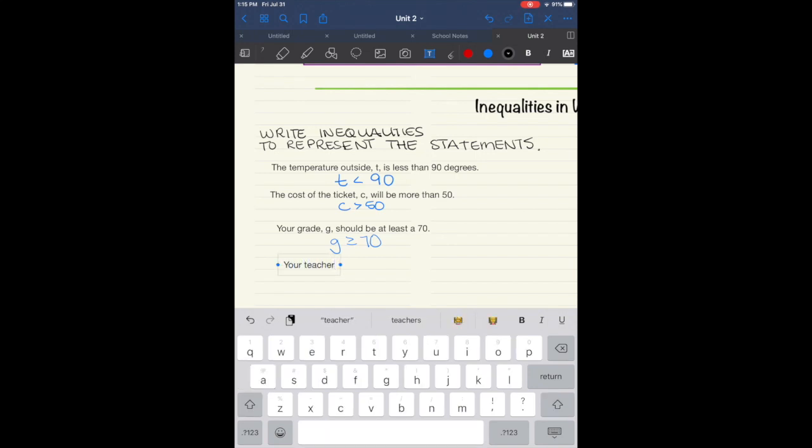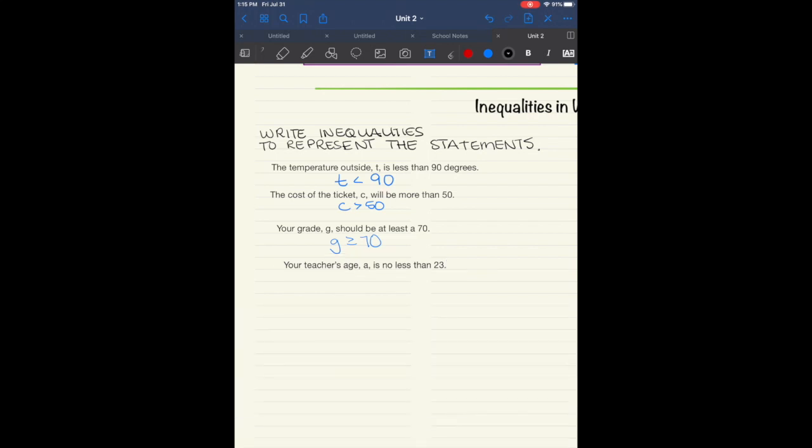The next one says your teacher's age, A, is no less than 23. So no less than is basically saying it cannot be less than, which means it has to be greater than. It also means it can be 23. So that means that we're going to have the equal sign underneath it. So we got Pac-Man eating A, so A is greater than or equal to 23.